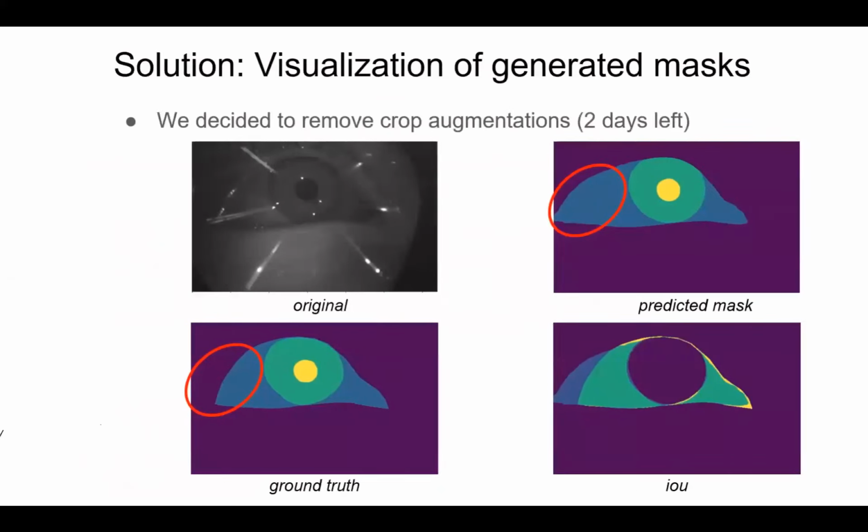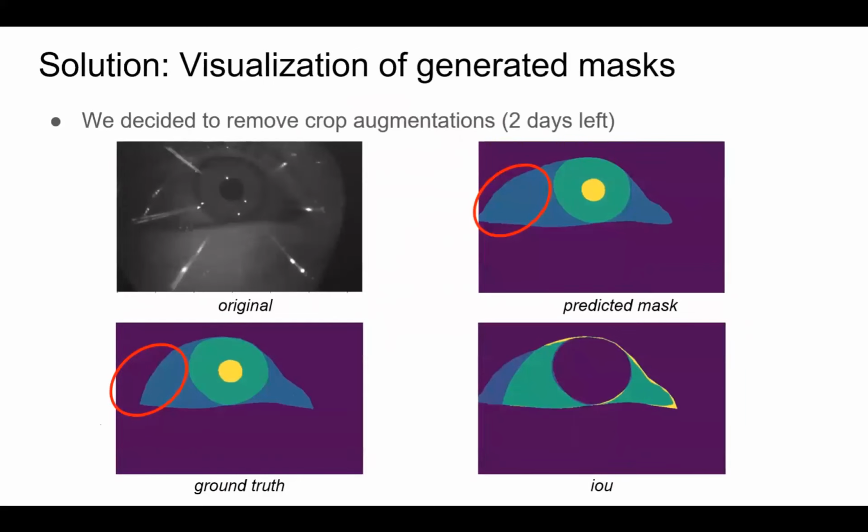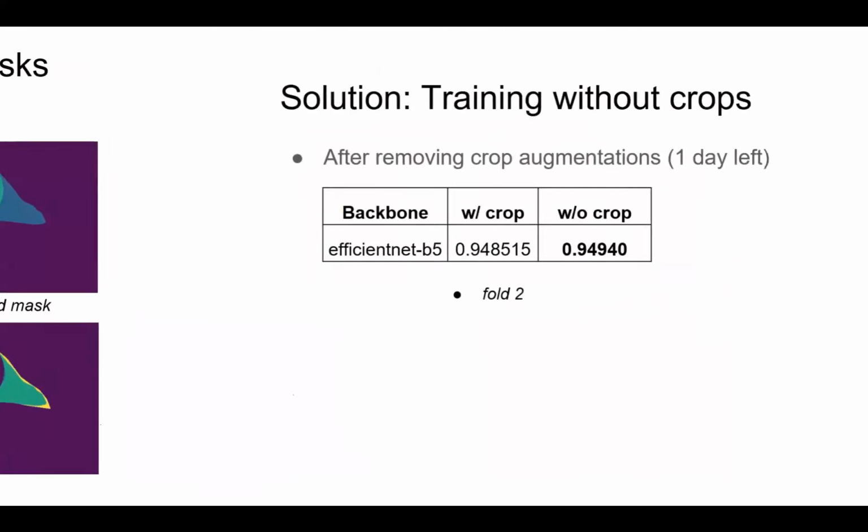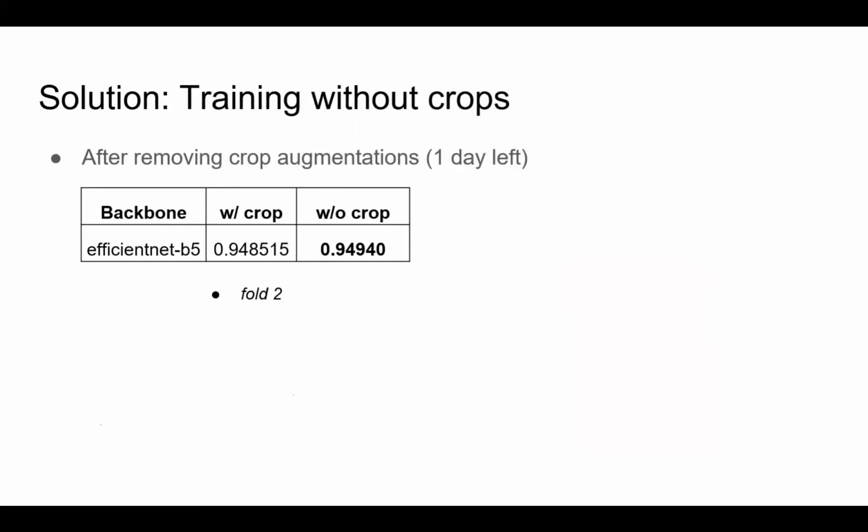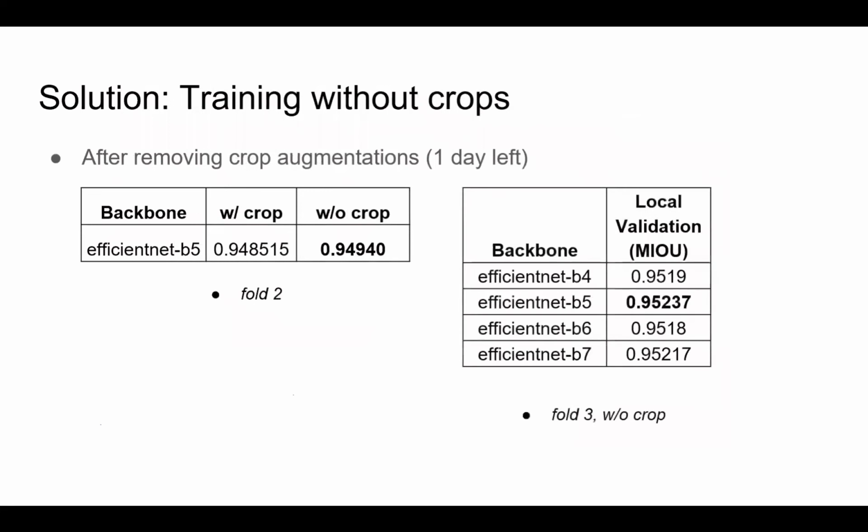As mentioned before, the Sclero class is the hardest one to predict. Two days before the deadline, we made a visualization of our predictions, and noticed that our model mostly made mistakes on the borders. We assumed it's because of the crop augmentations, so we decided to remove them. As you can see, the score improved after removing the crop augmentations. However, we had only one submission left, so we started training fold 3 without crop and got the highest results than all models that we trained before on the local validation.